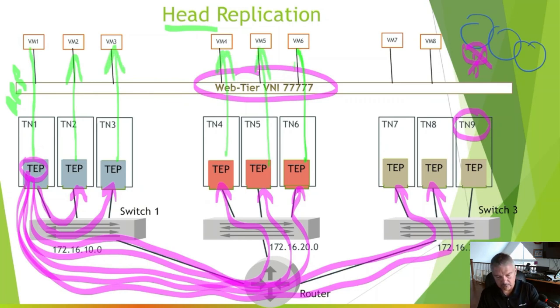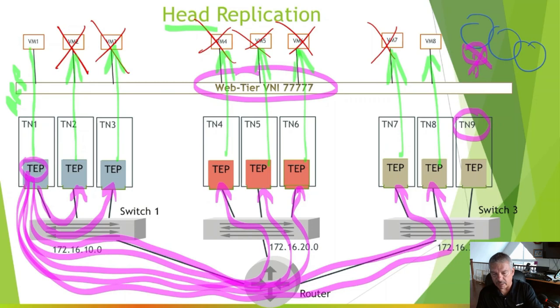Decapsulates it, sends it up, sends it up, sends it up. Each VM will look at that and say, no, that's not me, no, not me, no, not me, and drop it, right? Except for VM8, which will say, yes, that is me, okay? And what does VM8 do at this point? It's an ARP request. It's going to build an ARP reply and send it back.